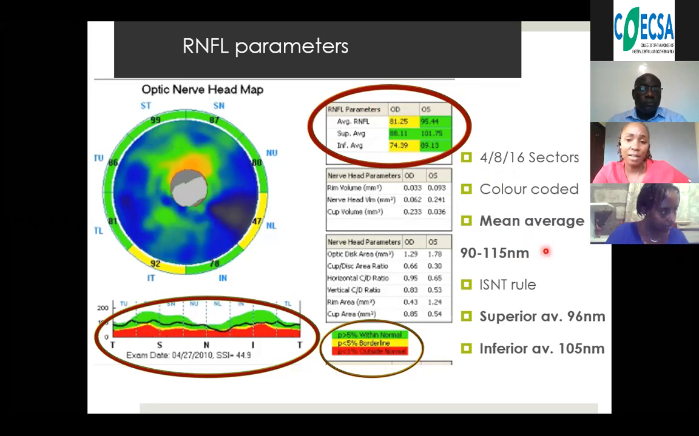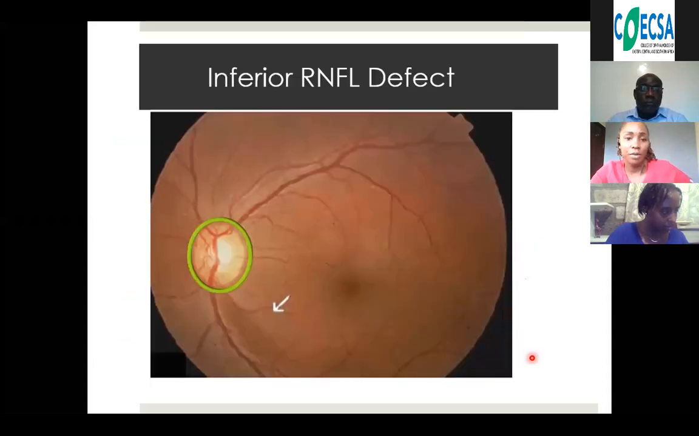And you also have to ensure that you know about the ISNT rule. Usually the inferior rim is much thicker than the superior rim, and the averages for the inferior rim is usually much more than the superior rim. So when you're trying to interpret the OCT, also have this in mind. Now, in this patient, for example, you can see he or she has an inferior RNFL defect. And if you do an OCT on this patient, you'll find that this sector would be red, because this is the circle that usually is able to document the thickness, and this area will be red while the rest will be green, representing that RNFL defect.